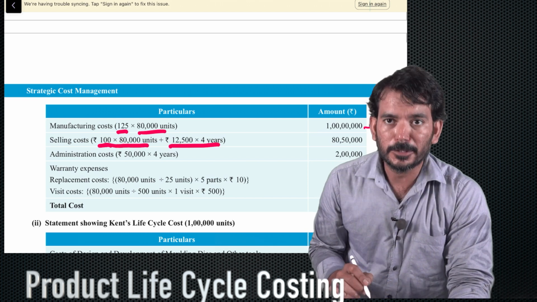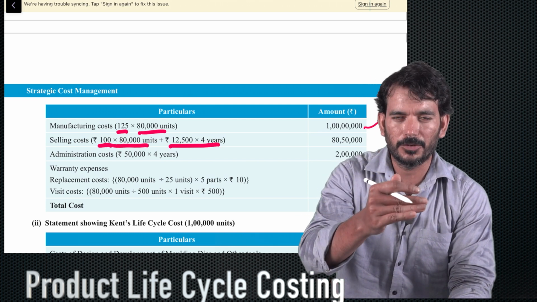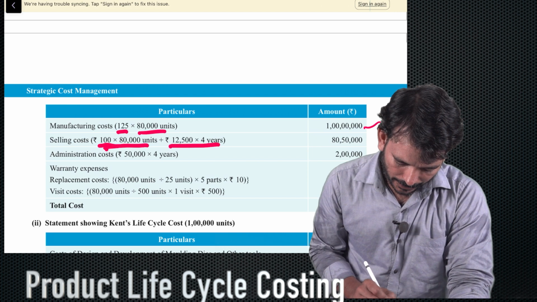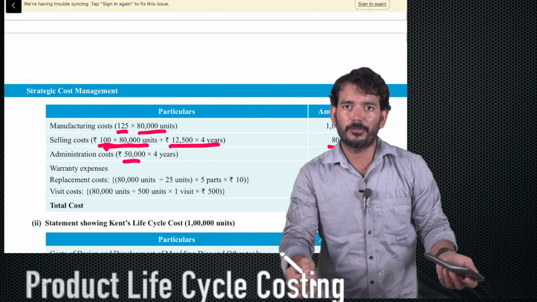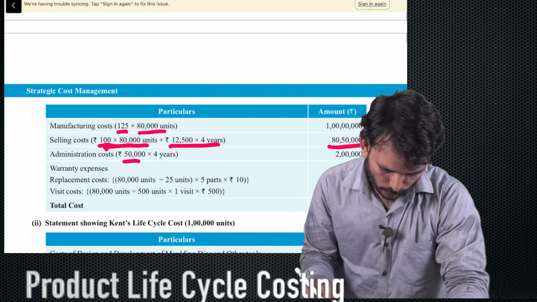Then 100 rupees per unit. So you are going to sell 80,000 units multiplied by 100. So this is again second part. Total it will be this much. Administrative cost 50,000 per year they have given. We are doing it for 4 years. So multiplied by 4 will give you 2 lakh rupees.